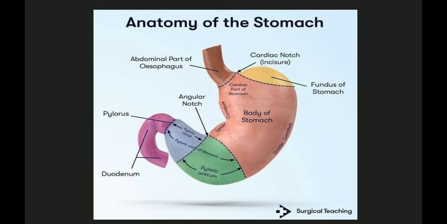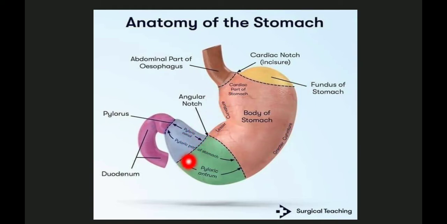In B.D. Chaurasia it says it has two parts, but I will say that the cavity of the stomach has three parts, that is fundus, body, and pyloric part. Fundus, body, and the pyloric part. In this region you can see this is the greater curvature, this is the lesser curvature.